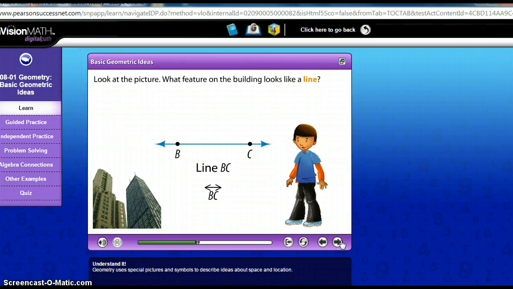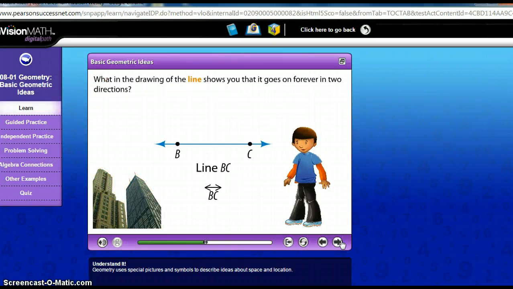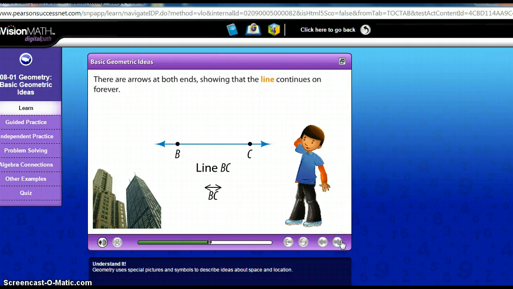Look at the picture. What feature on the building looks like a line? Lines can be represented by the edges of the building as well as other things you may have named in the picture. What in the drawing of the line shows you that it goes on forever in two directions? We talked about the arrows already. There are arrows at both ends, showing that the line continues on forever.